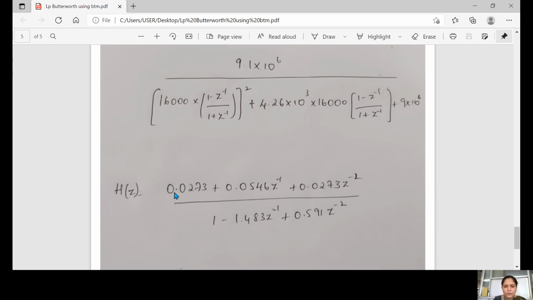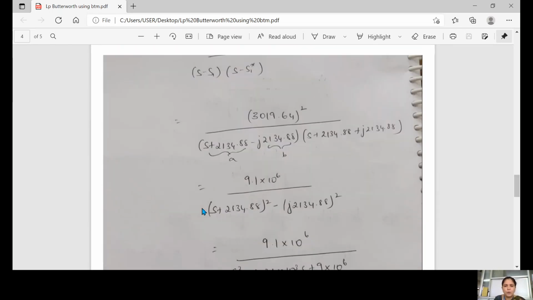H of z is equal to 0.0273 plus 0.0546 into z inverse plus 0.0273 z raised to minus 2, divided by 1 minus 1.483 z inverse plus 0.591 z raised to minus 2. So this is your H of z, which we have got using the bilinear transformation method.